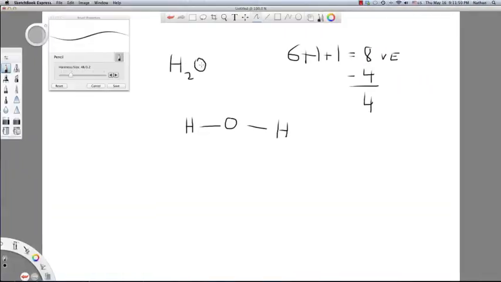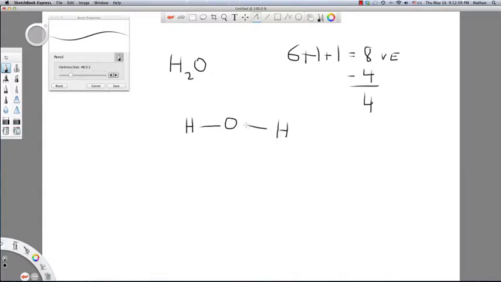So if we go back to here, everything has to fill the octet rule. You recall, hydrogens only want 2 electrons, so each of these single bonds is 2 electrons. So this one's satisfied because it's got 2 electrons, it's sharing with oxygen. And this one's satisfied because it's got 2 electrons, it's sharing with oxygen.